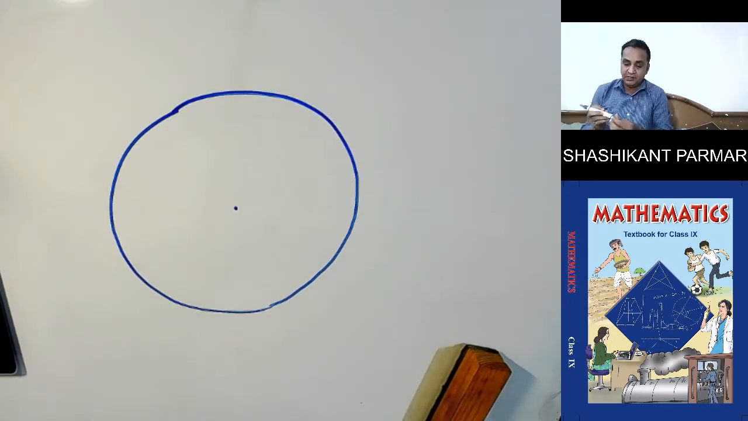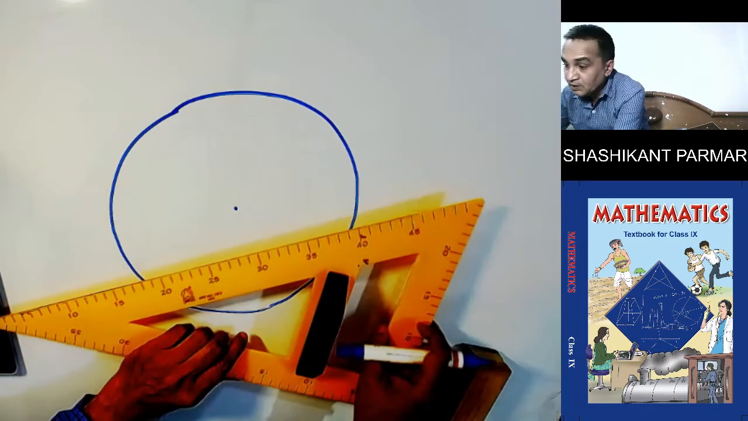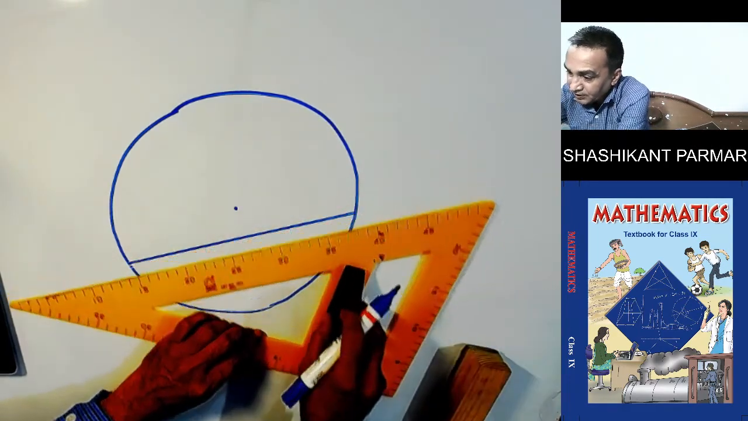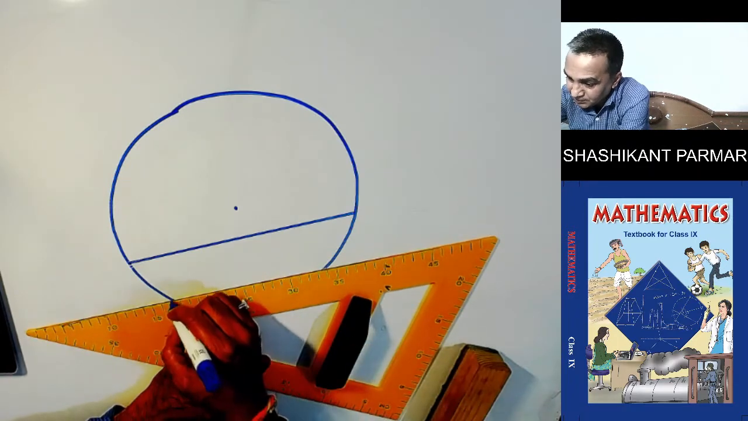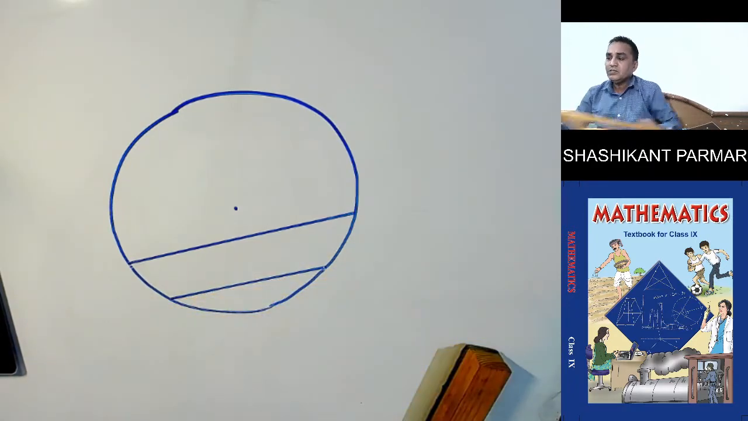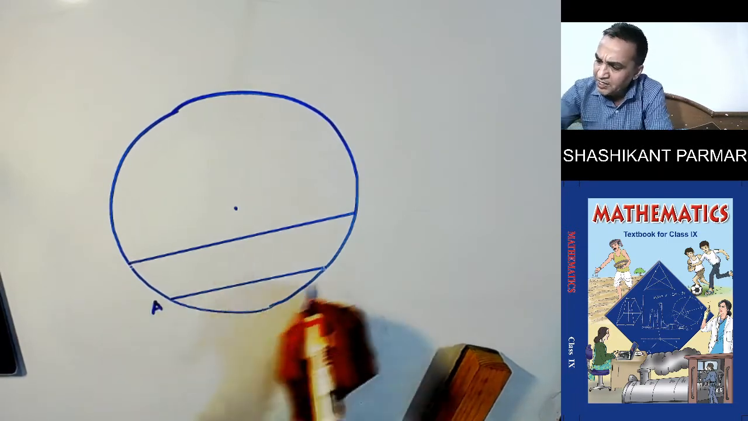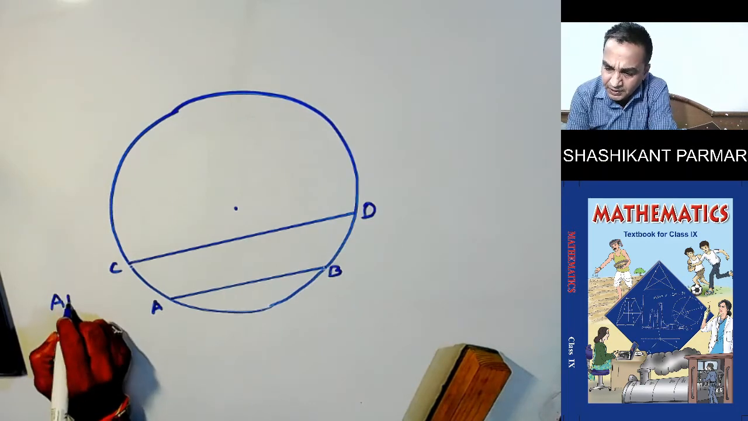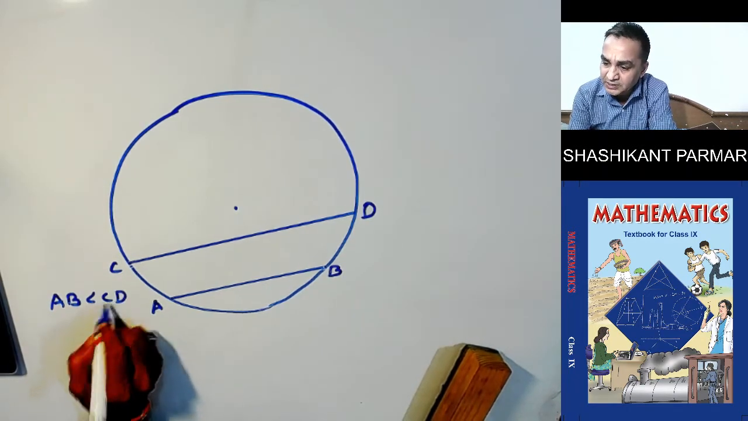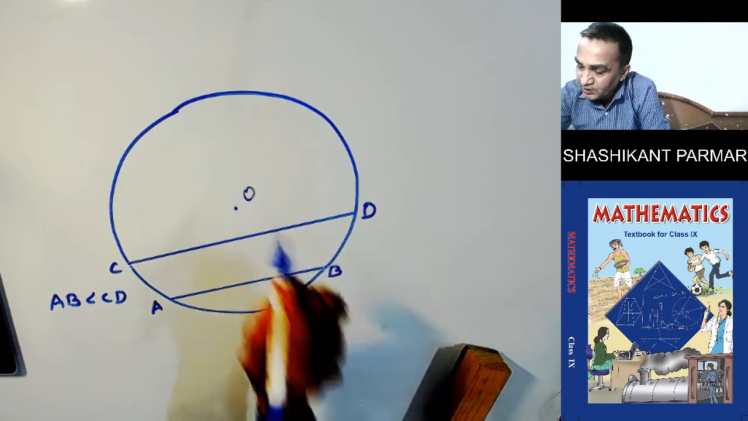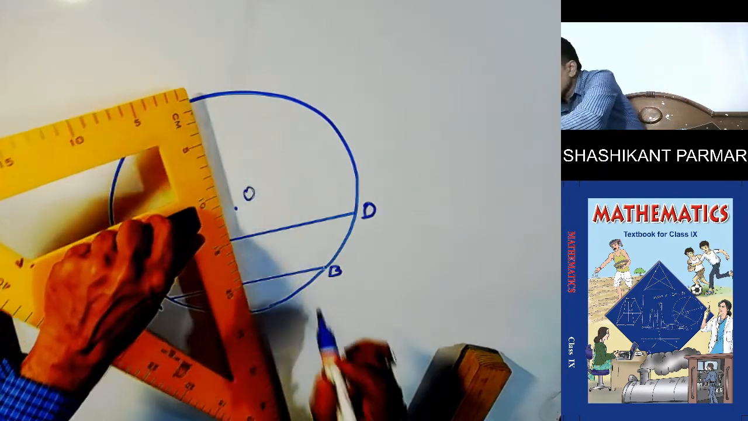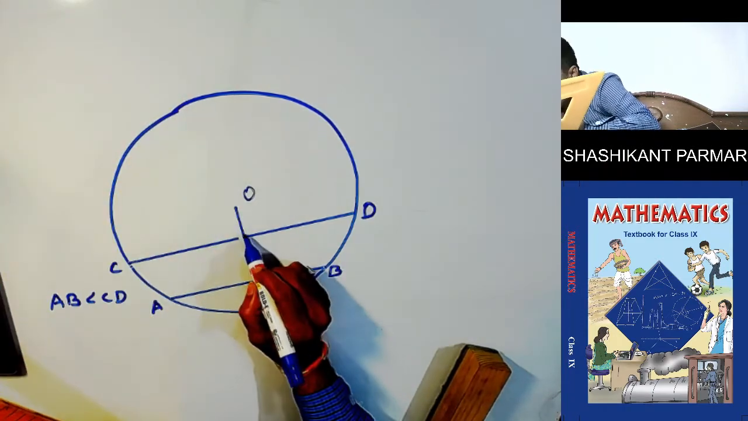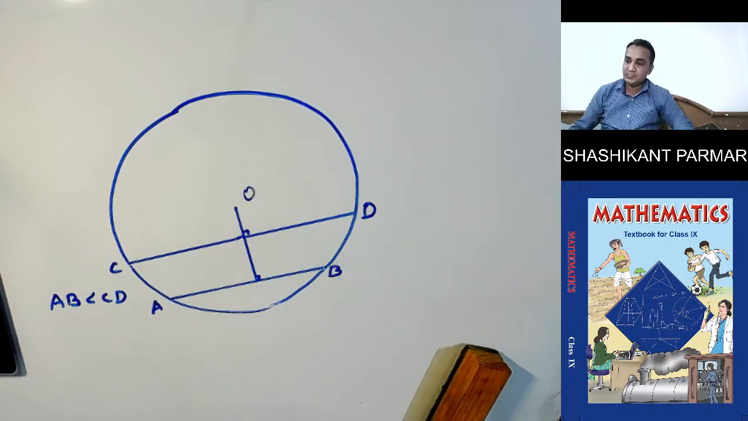See here, this is the center. This is the longer one and this is the smaller one. So AB and CD, AB is less than CD. So the distance from the center, see here, the longer one is nearer to the center.